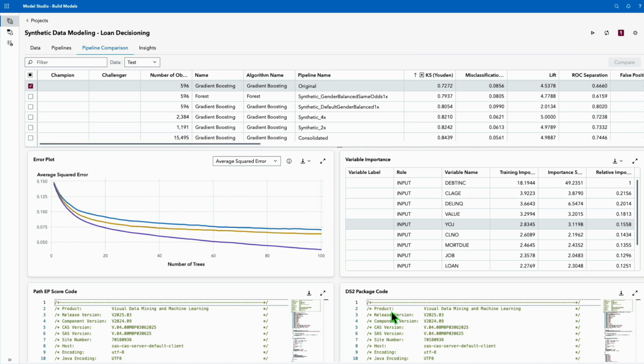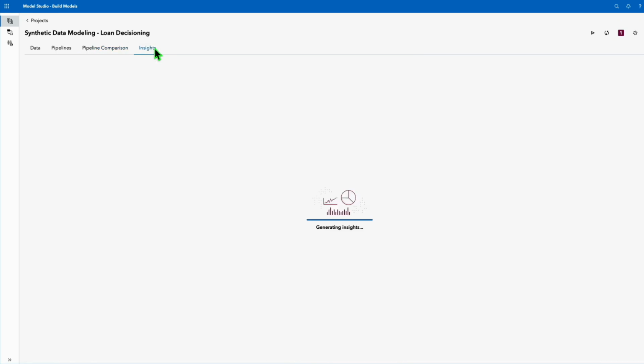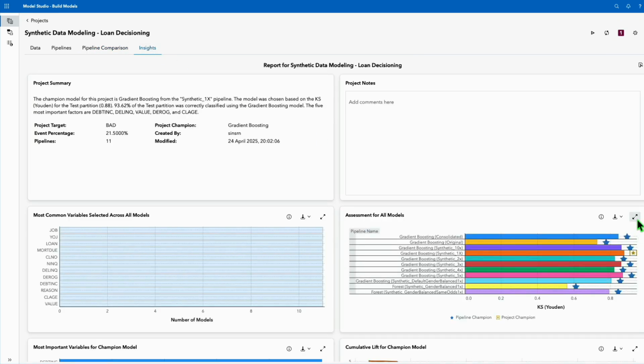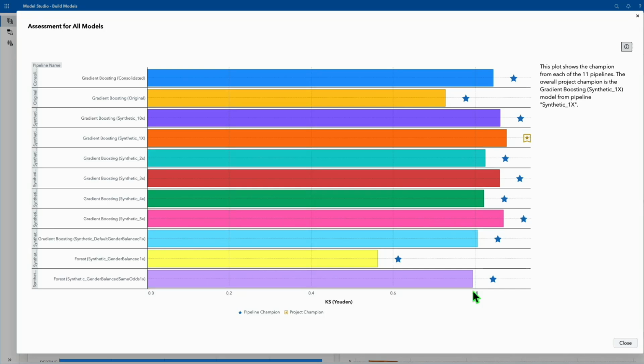What you would notice is that synthetic data of many volumes consistently gives me better separation power compared to original data. For example, for synthetic data sets, I get a KS statistic, which is a measure of discriminatory power, in the region of 0.82 and above, compared to 0.72 for the original data set. This is true even for synthetic data of the exact same volume as the original data set.